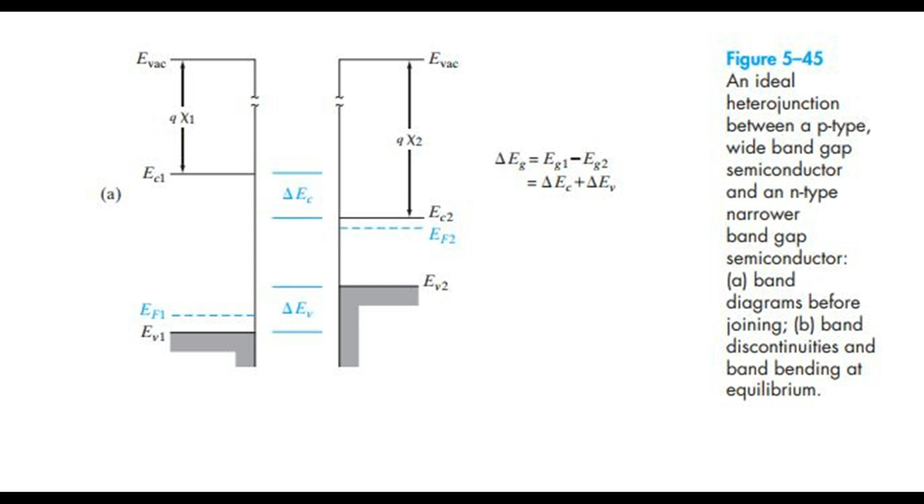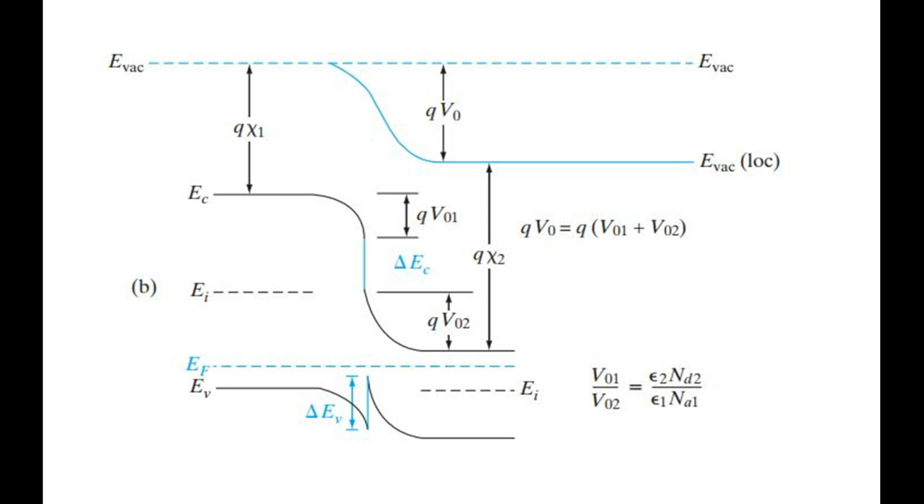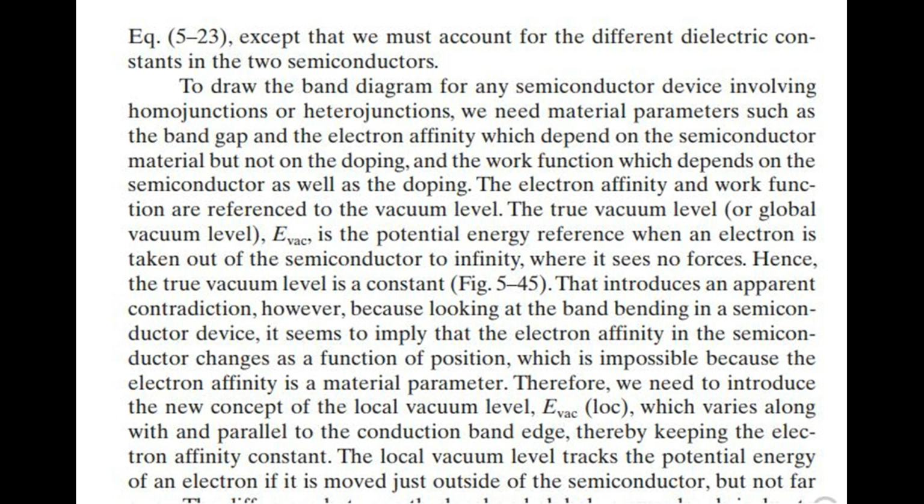Figure 5.45. An ideal heterojunction between a p-type, wide bandgap semiconductor and an n-type narrower bandgap semiconductor. A. Band diagrams before joining. B. Band discontinuities and band bending at equilibrium. To draw the band diagram for any semiconductor device involving homojunctions or heterojunctions, we need material parameters such as the band gap and the electron affinity, which depend on the semiconductor material but not on the doping, and the work function, which depends on the semiconductor as well as the doping.